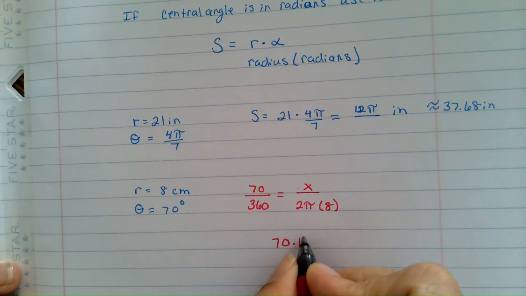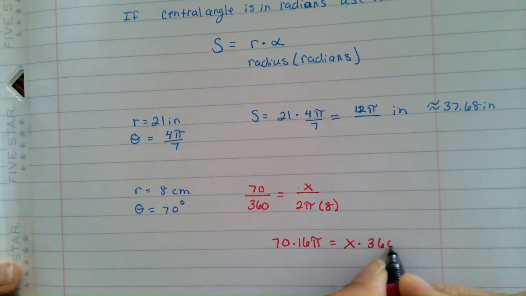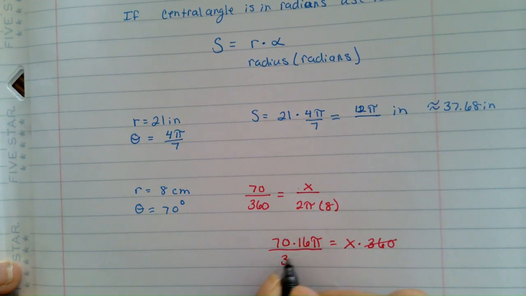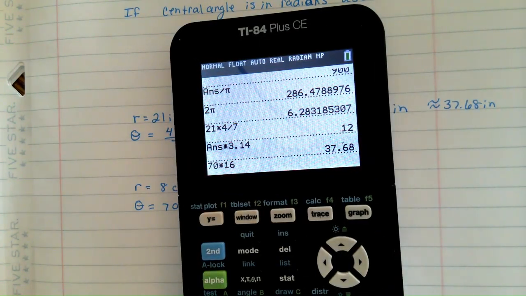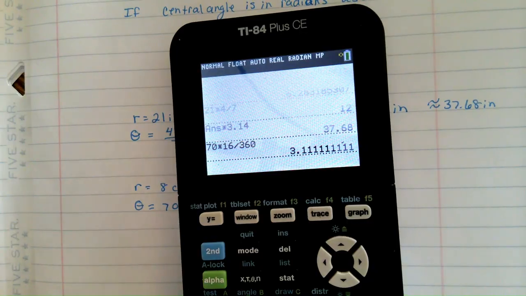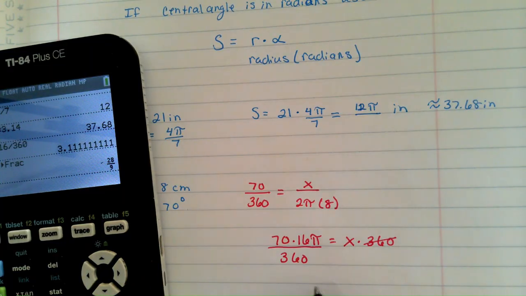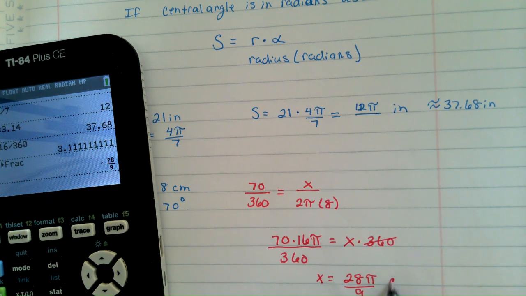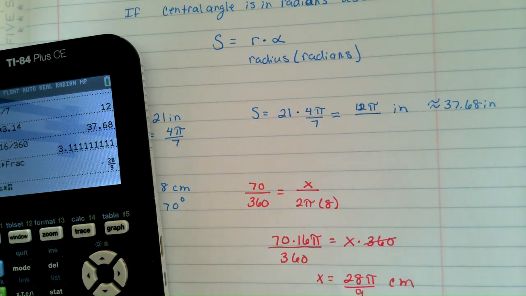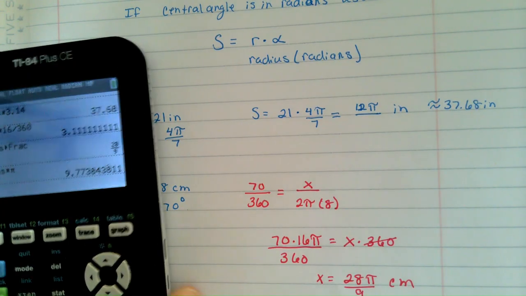So 70 times 16 pi equals x times 360. So I'll divide by 360. And again, I won't type pi in. 70 times 16 divided by 360. Make that a fraction for me. 28 over 9. So 28 pi over 9, and that was in centimeters. And if I times it by pi, it's approximately 9.77 centimeters.